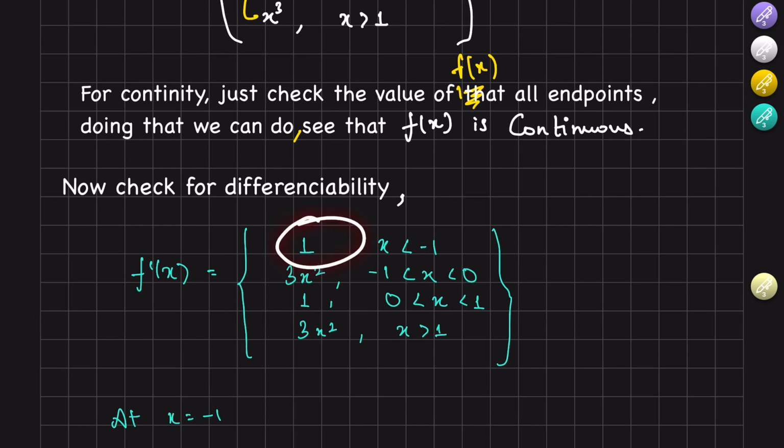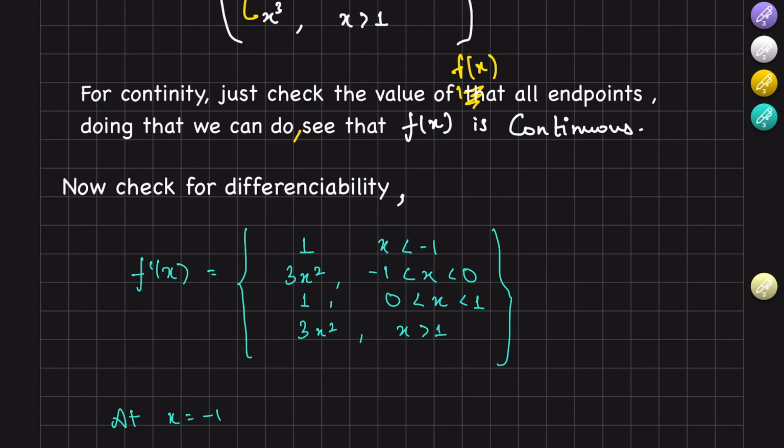Derivative of x is 1. Derivative of x square is 2x, and of x cube is 3x square. Note that we cannot put the equality sign here, because by default we have to check whether it is differentiable at that point or not. So we need to check at x equals -1, x equals 0, and x equals 1. These three points we need to check for differentiability.